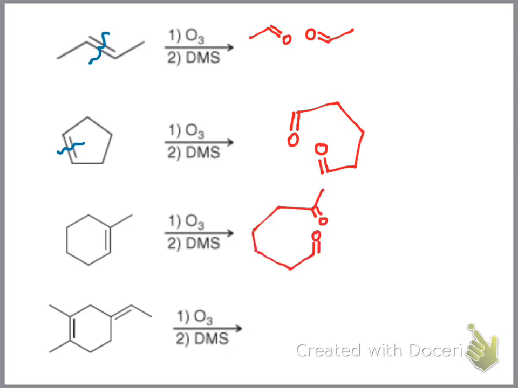So here's another ring, which gets cleaved here, but now the two carbons in the alkene are not the same, they're not symmetrical. So one of them is going to be a ketone and the other one's going to be an aldehyde. But again, it makes a single product where everything is joined together.